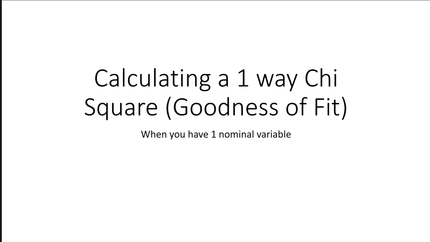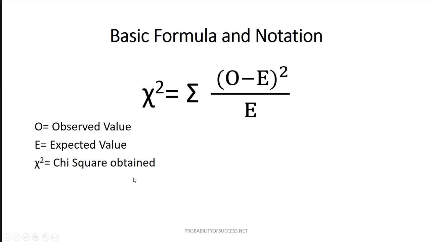Calculating a chi-square goodness of fit, or a one-way chi-square. This is done when you have one nominal variable. Basic formula: chi-square equals the sum of all observed minus the expected, squared, over the expected. O is observed, E is expected.